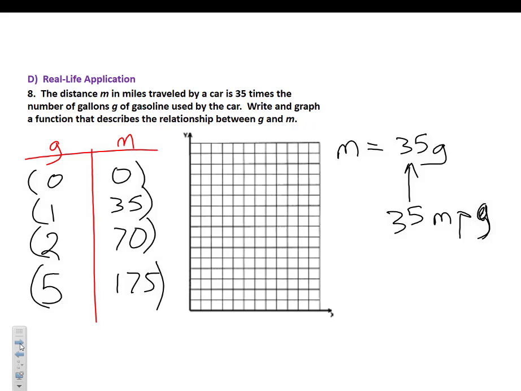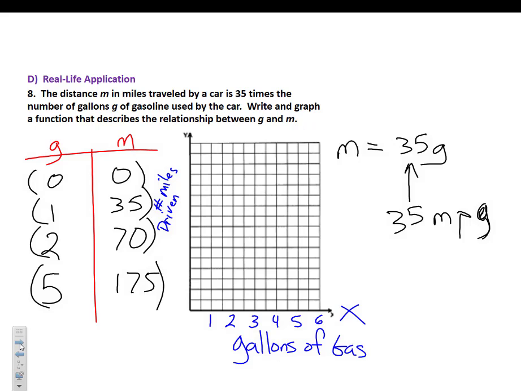Let's go to our graph, and our X is going to be the number of gallons of gas. Our Y is the number of miles driven. And I'm just going to skip. So every 2 lines represents a gallon, so I can have a half a gallon there. And then I have 2 gallons, and 3 gallons, and 4 gallons, and 5 gallons, and up to 6 gallons of gas. The number of miles driven, well, I got to make a scale that goes up to at least 175.